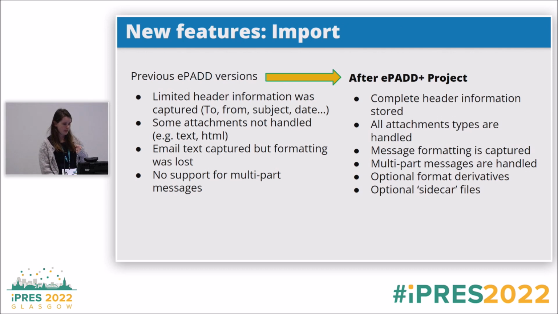Okay, so starting with importing, Tricia was discussing the different features that could be present in the header metadata, and a big priority was to make sure that ePADD was retaining as much of that header metadata as possible, so that it could be saved for all of the information that you can glean from it. And then it would also give users the opportunity to add any kind of sidecar files that they would like to include with that email. This could be any type of notes or documentation that fits within their workflow or institutional policies.